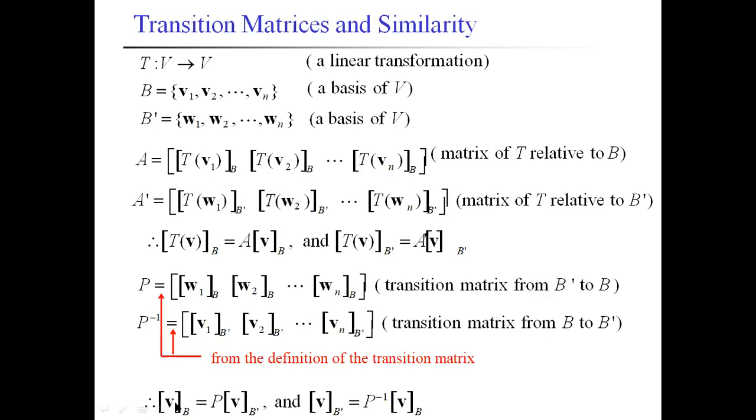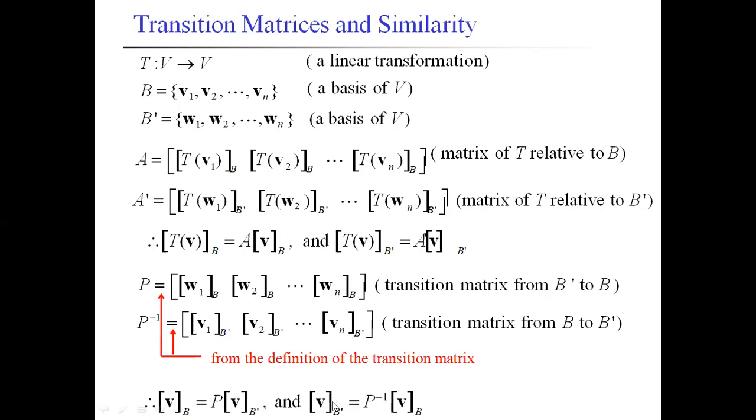Here, see, the coordinate matrix of V relative to B is equal to P into the coordinate matrix of V relative to the basis B dash. This is the first formula for the transition matrix of V. Same for P inverse. This is the formula we are using. Therefore, the coordinate matrix of V relative to the basis B dash is equal to P inverse into the coordinate matrix of V relative to the basis B.